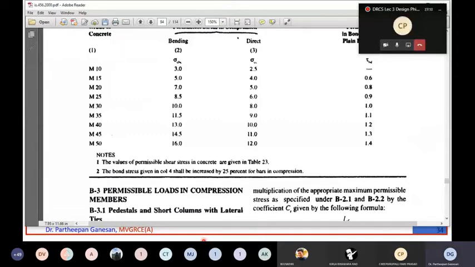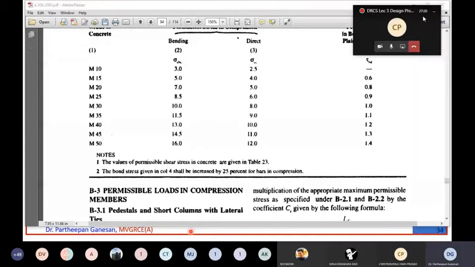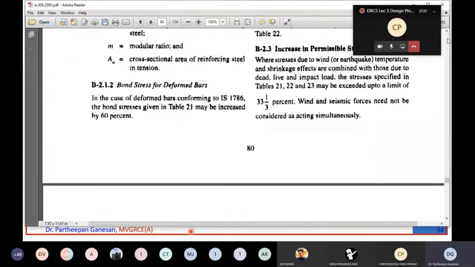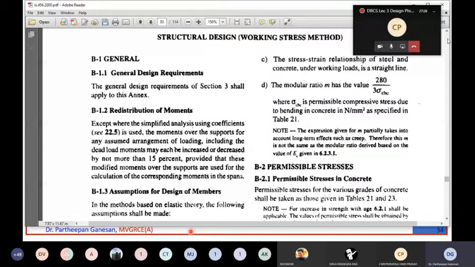Okay, this is the permissible stress in concrete. Now I will show you the other one also. The modular ratio m has the value 280 divided by 3 sigma cbc. In the working stress method, the modular ratio m has the value 280 divided by 3 sigma cbc, where sigma cbc is the permissible compressive stress due to bending in concrete in Newton per millimeter square, specified in table 21. So table 21 is there at the bottom.